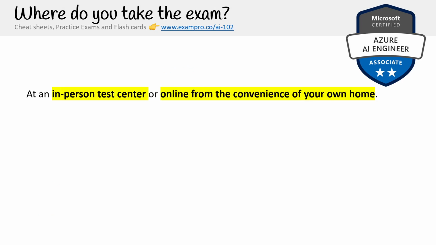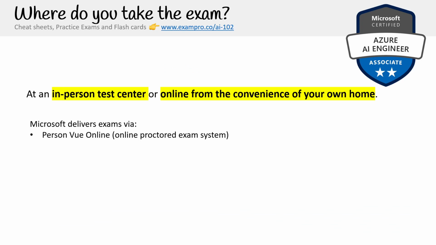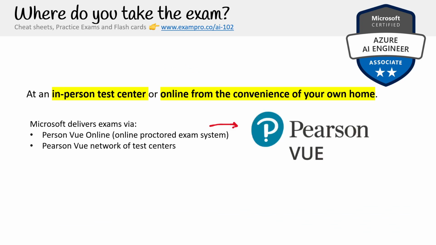Where can you take this exam? In an in-person test center or online from the convenience of your own home. Microsoft delivers their exams via Pearson VUE Online or the Pearson VUE network of test centers. There might be a school or a private place with a computer lab that is partnered with Pearson VUE. You go there, give them your ID, and use their facilities to sit the exam. If I had to choose, I would always do it in a test center because it's so much less stressful and less things will go wrong.